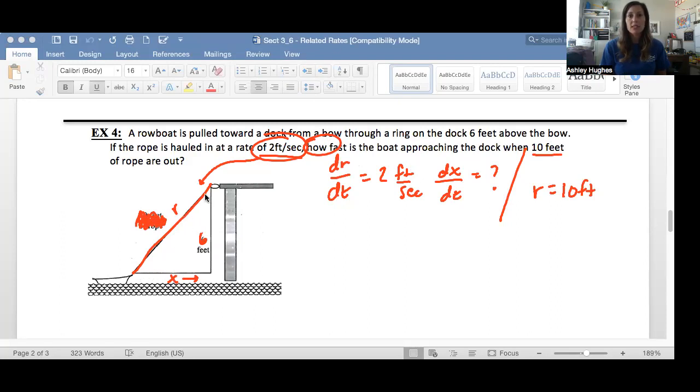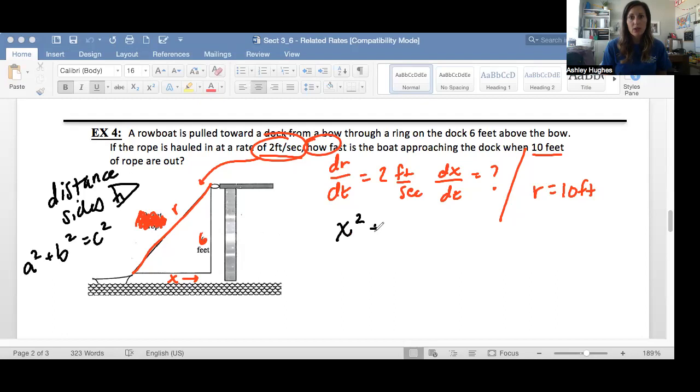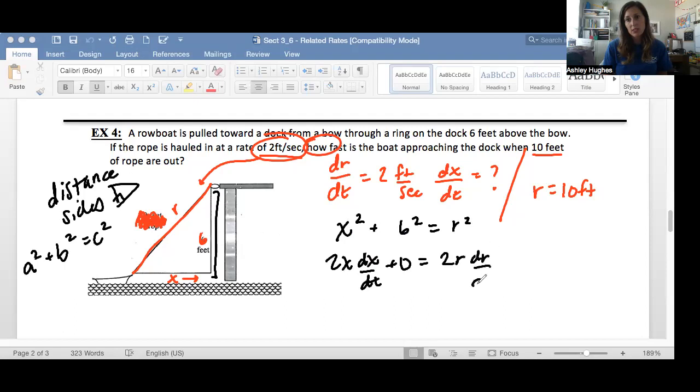So how do I relate the sides of a right triangle? That is the Pythagorean theorem. Anytime you have all the sides of a right triangle, I want you to think Pythagorean theorem, which is a squared plus b squared equals c squared. So I know x squared plus 6 squared equals r squared. Again, do not put 10 in here because it's not always 10. I can put 6 here because this is not changing, so that can be constant. The derivative of this is 2x dx dt plus 0 equals 2r dr dt.